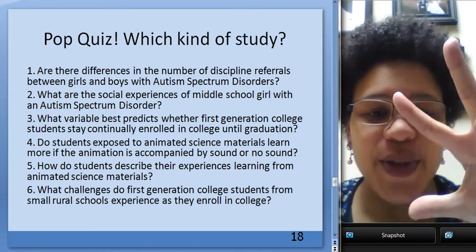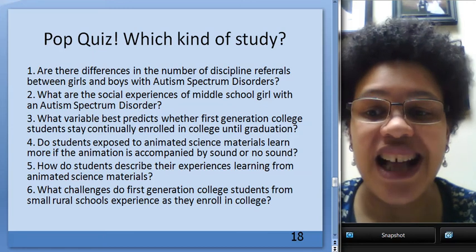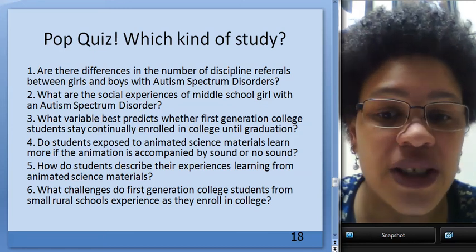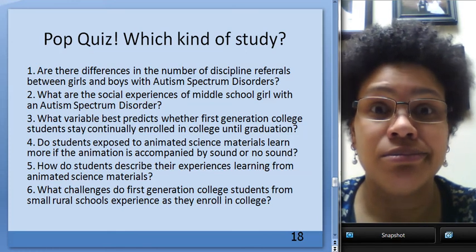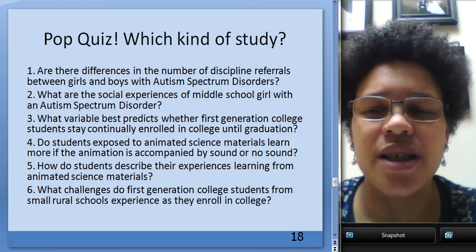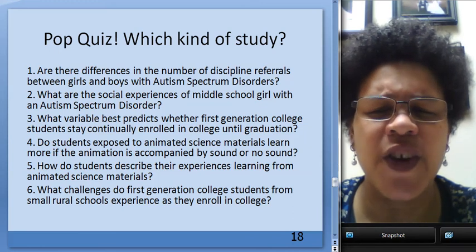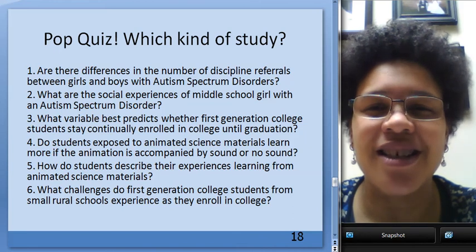Okay, number 3. What variable best predicts whether first generation college students stay continually enrolled in college until graduation? Staying continuously enrolled. Let's see, what variable best predicts? Is that quantitative or qualitative?